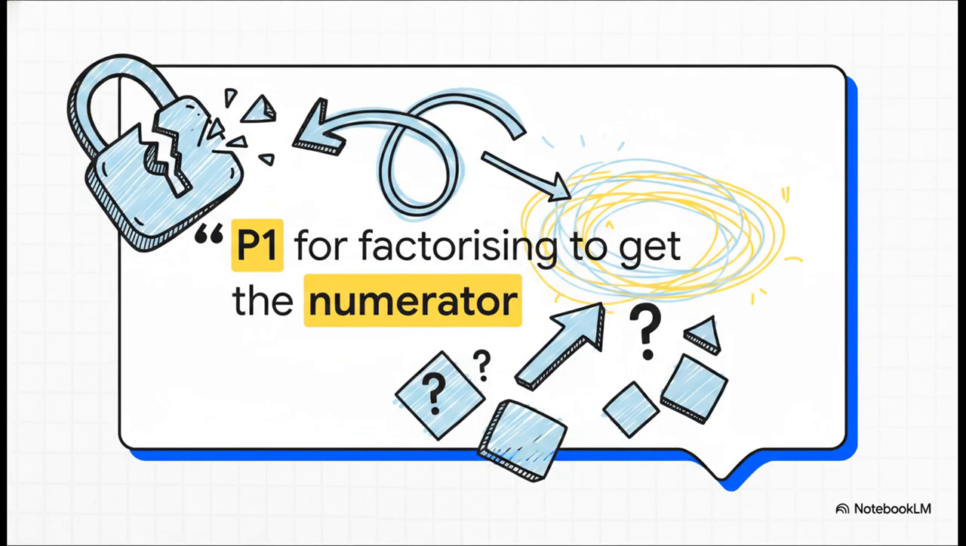So mission number 1 comes straight from the official Edexcel guidelines. The very first process mark is awarded for, quote, factorizing to get the numerator. The examiners are literally telling us exactly where to start our heavy lifting. Before we can multiply, divide, or really do anything else, we have to look at those quadratic expressions embedded in this fraction and break them down into their factors. It's an absolutely crucial first step to unlocking this whole problem.